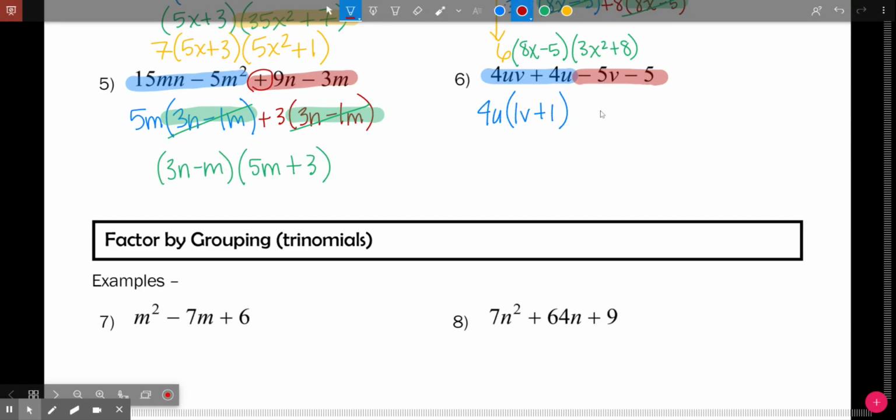Between 5 and 5, I have a 5 in common, and I always use the sign in the middle. So now I'm dividing each term by negative 5. Negative 5 divided by negative 5 is 1, and I carry the v. Negative 5 divided by negative 5 is plus 1. So now I have a new greatest common factor, which is v plus 1. So it's going to move to the front. And when I divide each term by v plus 1, my second set of parentheses is what's left over.